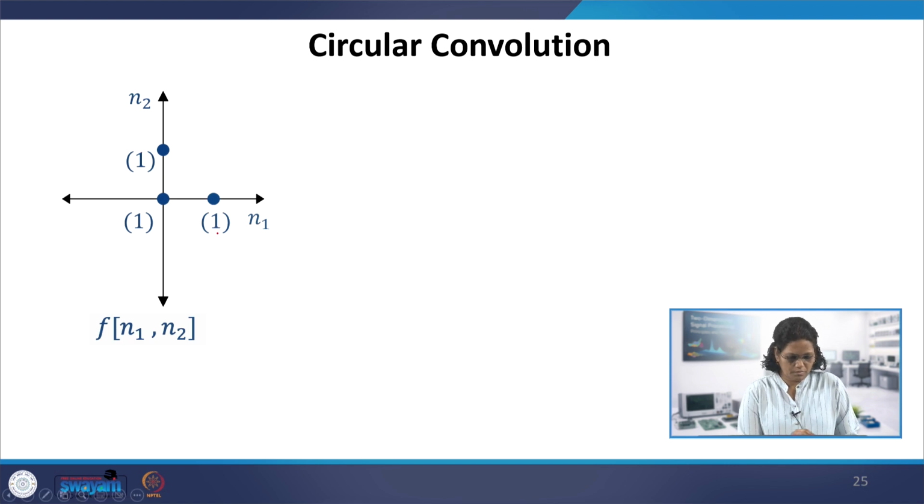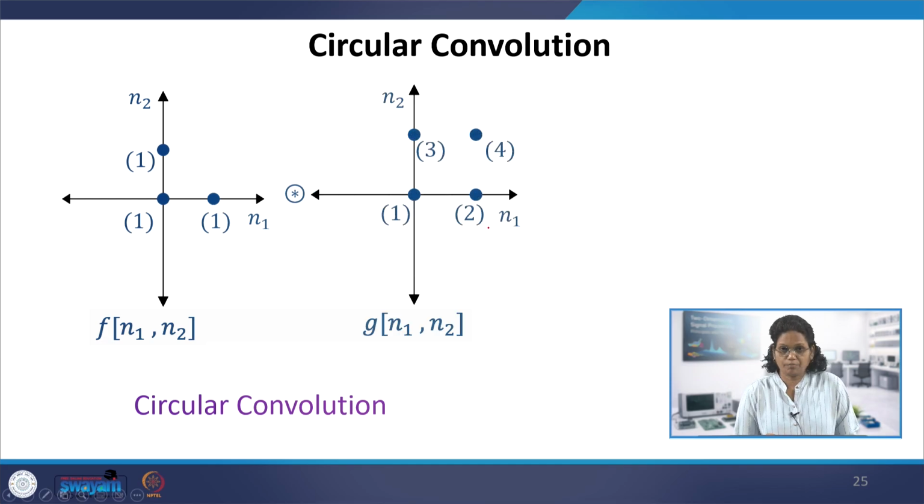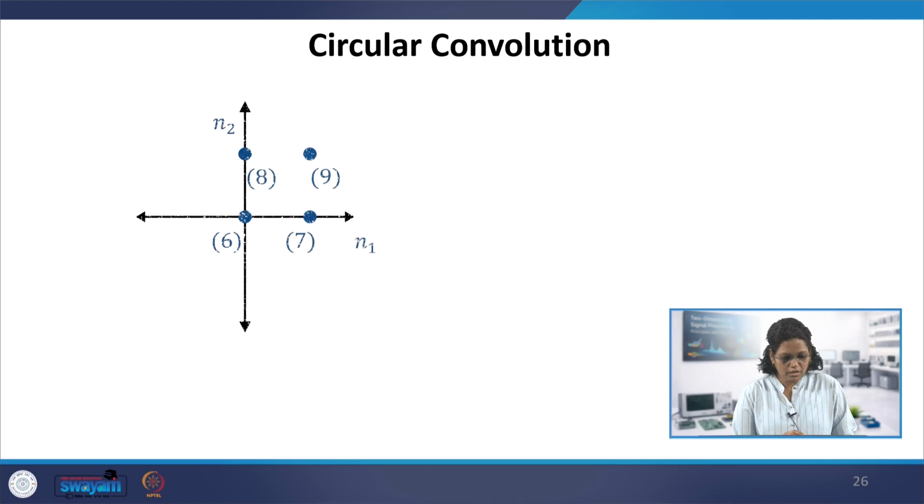Now if we take the same sequence f and circularly convolve it with g, this represents the circular convolution, and we saw in the previous lectures how to do it. We have 1 1 1 1 and 1 2 3 4. If you follow this procedure, it results in the sequence 6 7 8 9, with length 2 in the n1 direction and 2 in the n2 direction. So there is no problem.